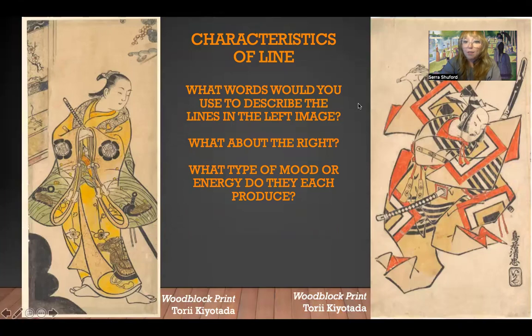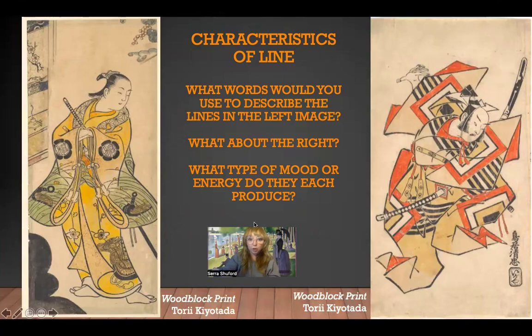Okay, so I have an example here for you that is showing two different drawings done by the same artist. They're very similar, but they have one thing that changes between the two. So I'm going to ask you in the questions, what words would you use to describe the lines in the left image? So go ahead and answer that one. And then what about the right? What would you say for that one? And then lastly, what type of mood or energy do they each produce? And this will just be one question, so you can answer that for both in the one question.